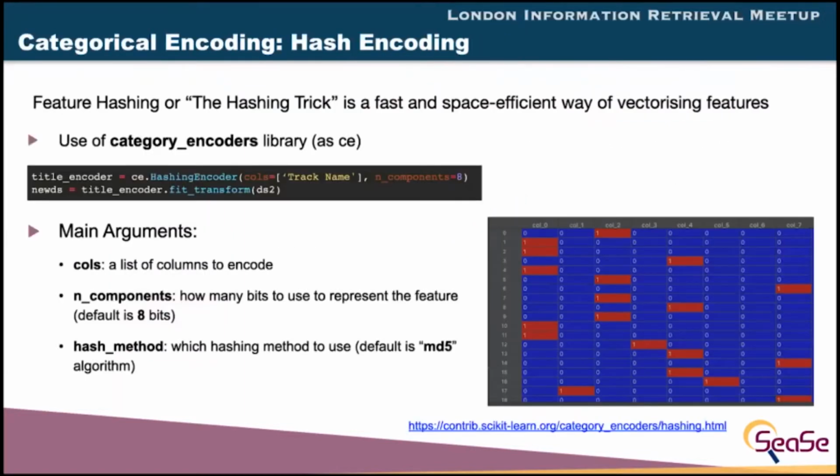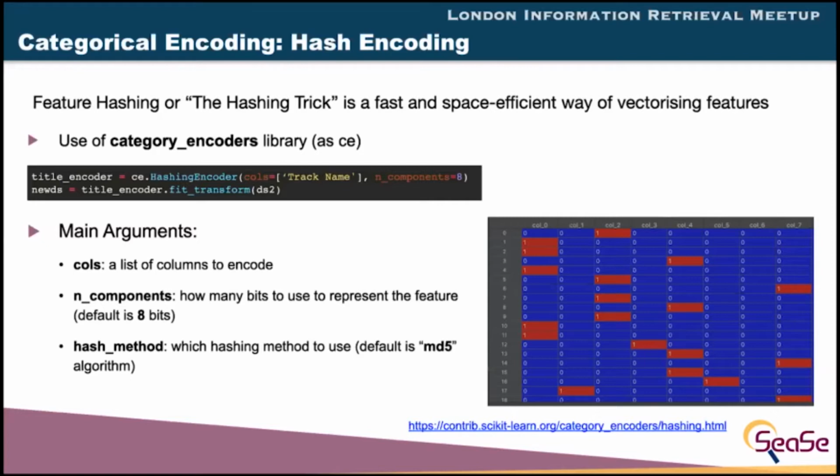Feature hashing maps each category feature to an integer within a predetermined range. So it's a fast and space efficient way of vectorizing features by applying a hash function. To do that, we have used a library called category encoders.